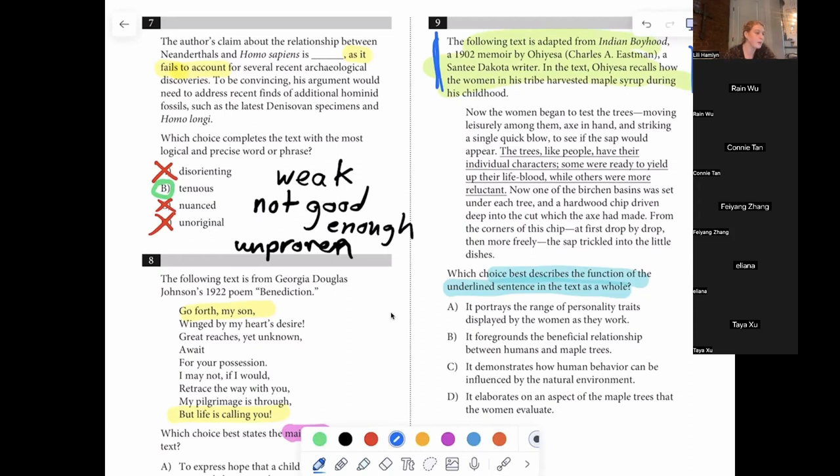All right. Now the women began to test the trees, moving leisurely among them, axe in hand, and striking a single quick blow to see if the sap would appear. The trees, like people, have their individual characters. Some were ready to yield up their lifeblood, while others were more reluctant. Now one of the birchen basins was set up under each tree, and a hardwood chip driven deep into the cut which the axe had made. From the corners of this chip, at first drop by drop, then more freely, the sap trickled into the little dishes. What do we think best describes the function of the underlined sentence as a whole?